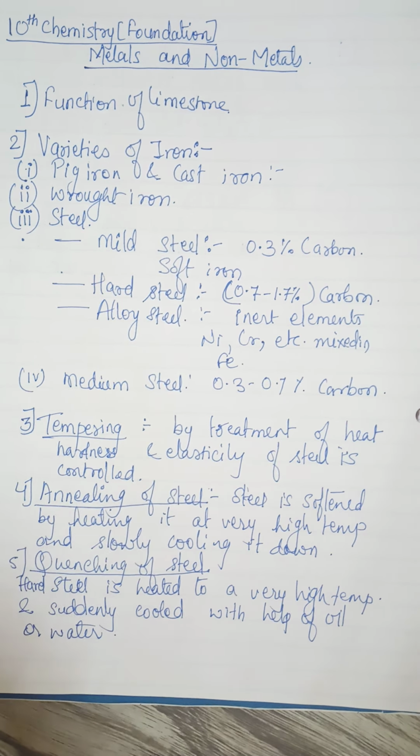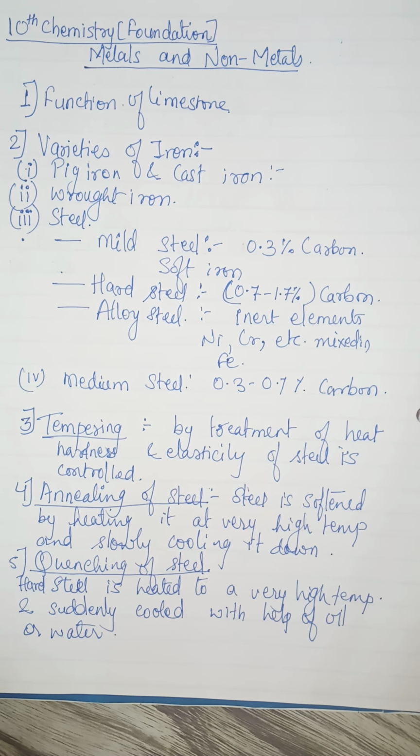Okay. Then we have seen some processes which show how we control the hardness of the steel. So the first one was tempering. Tempering is nothing but treatment of heat so that hardness and elasticity of steel can be controlled. Then is your annealing. Annealing is the softening of the steel, in which we heat the steel at very high temperature and then slowly cool it down.